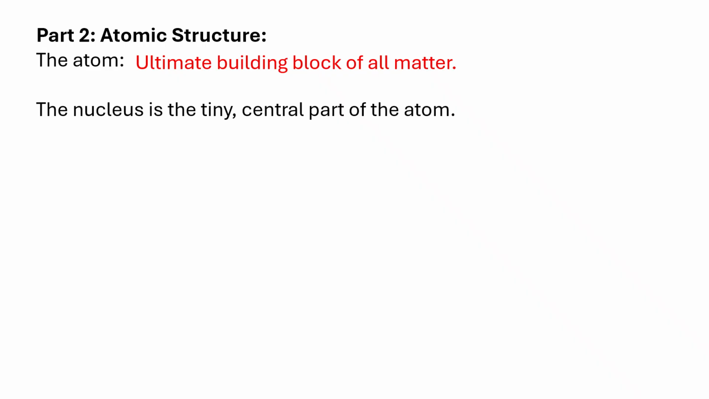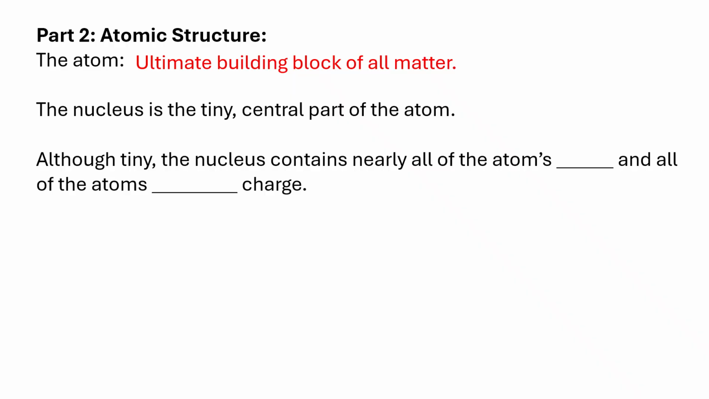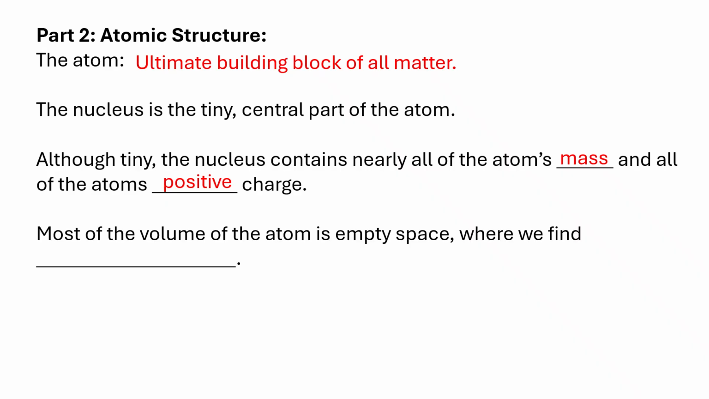The nucleus within the atom is the tiny central part of the atom. And although the nucleus is tiny, it contains most of the atom's mass, in fact, almost all the atom's mass, and all of the atom's positive charge, and that is, you might already know, because it contains the protons, which are positively charged. So most of the volume of the atom is actually just empty space. It's just an area for electrons to be zipping around.